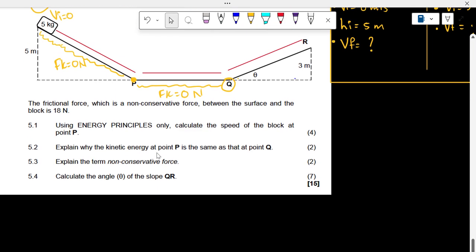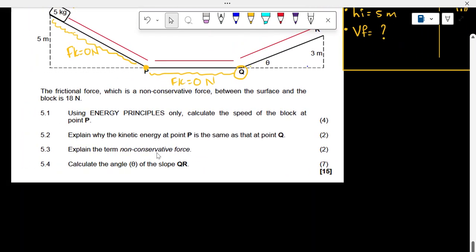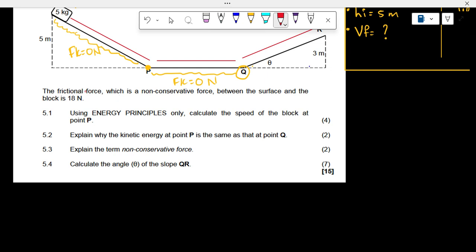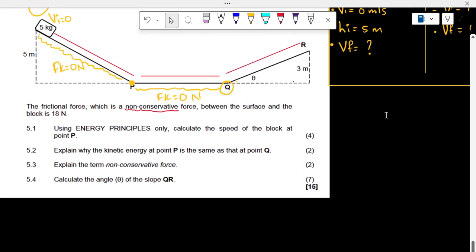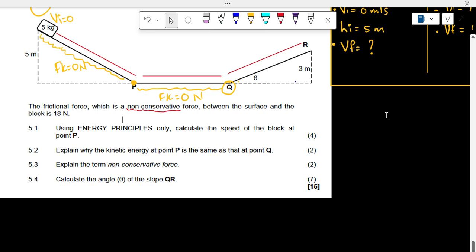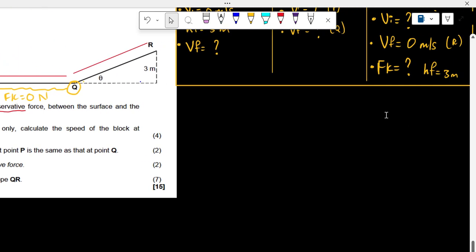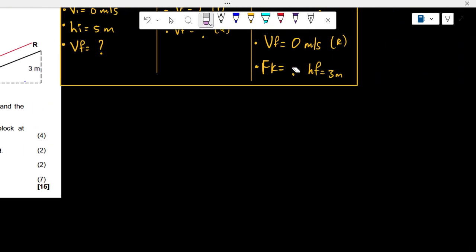Now they say to me, oh no, they actually gave me a value. I just rushed for this one. The frictional force, which is a non-conservative force, like we all know by now, between the surface and the blocks is 18 newtons. So where do we have friction? We have friction from Q to R, and they tell us that that friction is 18 newtons. So now we have a value, so let's remove this and put in this value as 18 newtons.